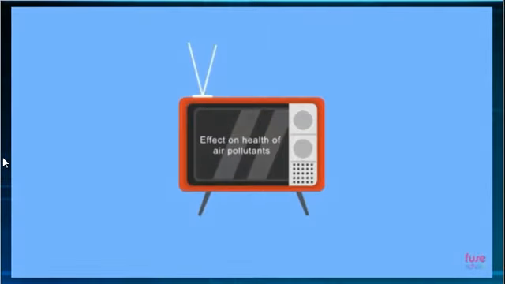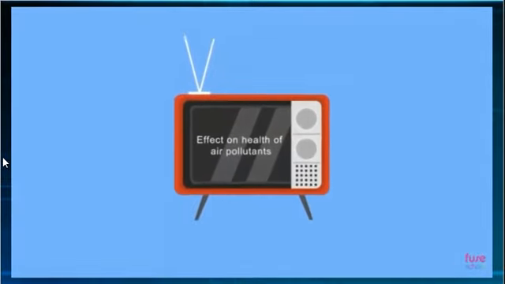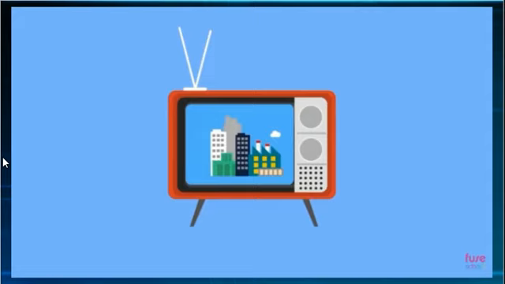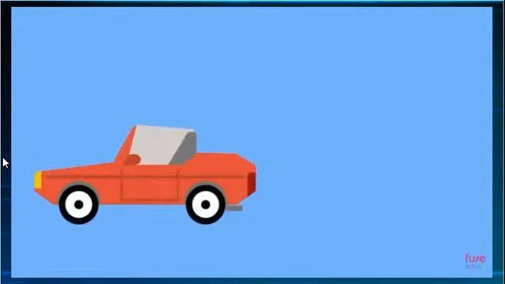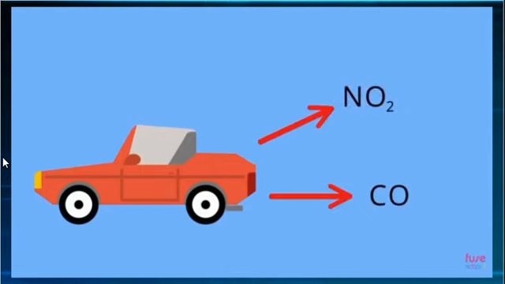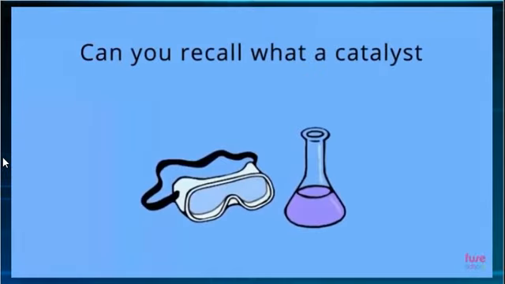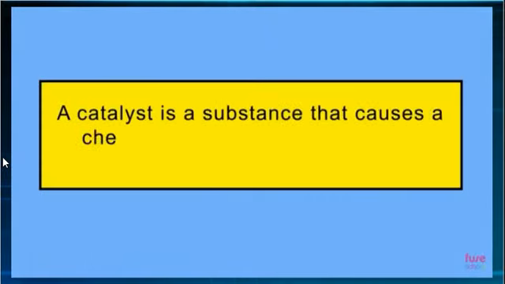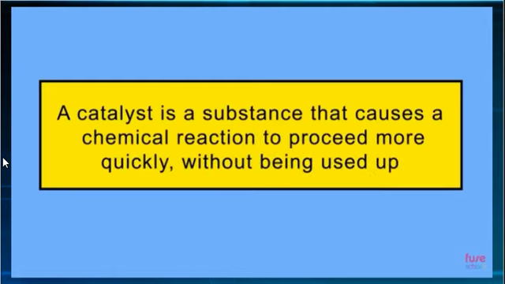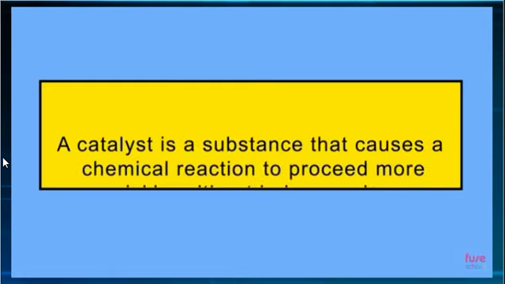In the video effects on health of air pollutants, we learned about the negative effects on our health from fuels combusted in cars. One such pollutant is nitrogen dioxide. Another is carbon monoxide. Instead of releasing these products, the catalytic converter will release harmless gases into the atmosphere. Can you recall what a catalyst does in a chemical reaction? A catalyst is a substance that causes a chemical reaction to proceed more quickly without being used up.